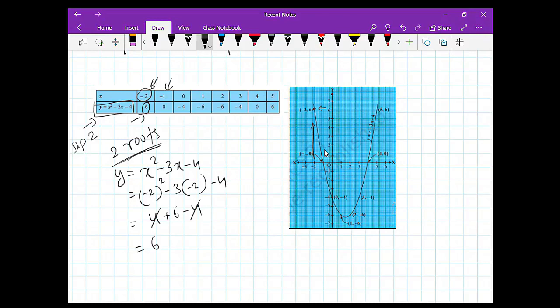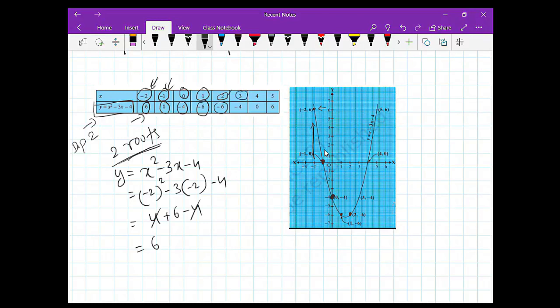See the next point, when x equal to minus 1, y becomes 0. The point lies here. And the third point, when x equal to 0, y becomes minus 4. See here, x is 0, y becomes minus 4. Fourth point, x equal to 1, y equal to minus 6. Here it is. See the next point, x equal to 2, y equal to minus 6 is here.